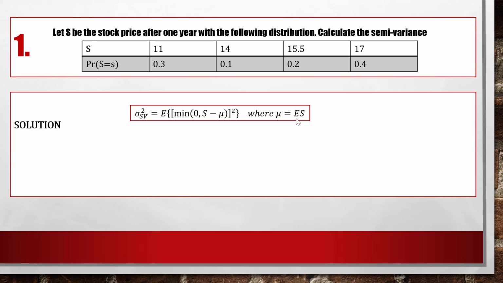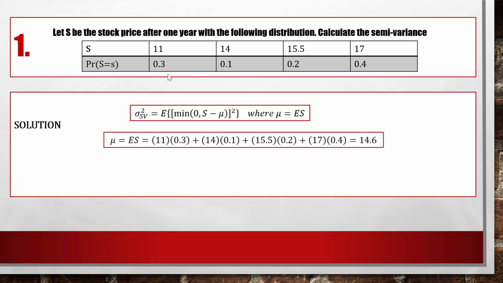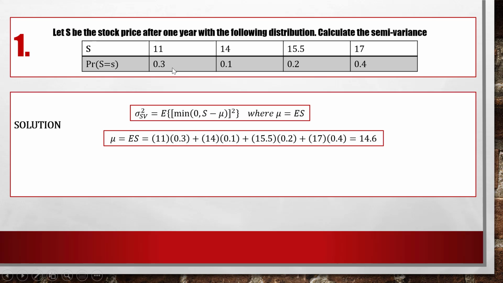So in order to find the semi-variance, we need to first find the mean. And how we find the mean for a random variable is easy. We take its value of S times its probability and then add these values up. So mu here is 11 times 0.3 plus 14 times 0.1 plus 15.5 times 0.2 plus 17 times 0.4, and it should be 14.6. So the mean of this stock price is 14.6.